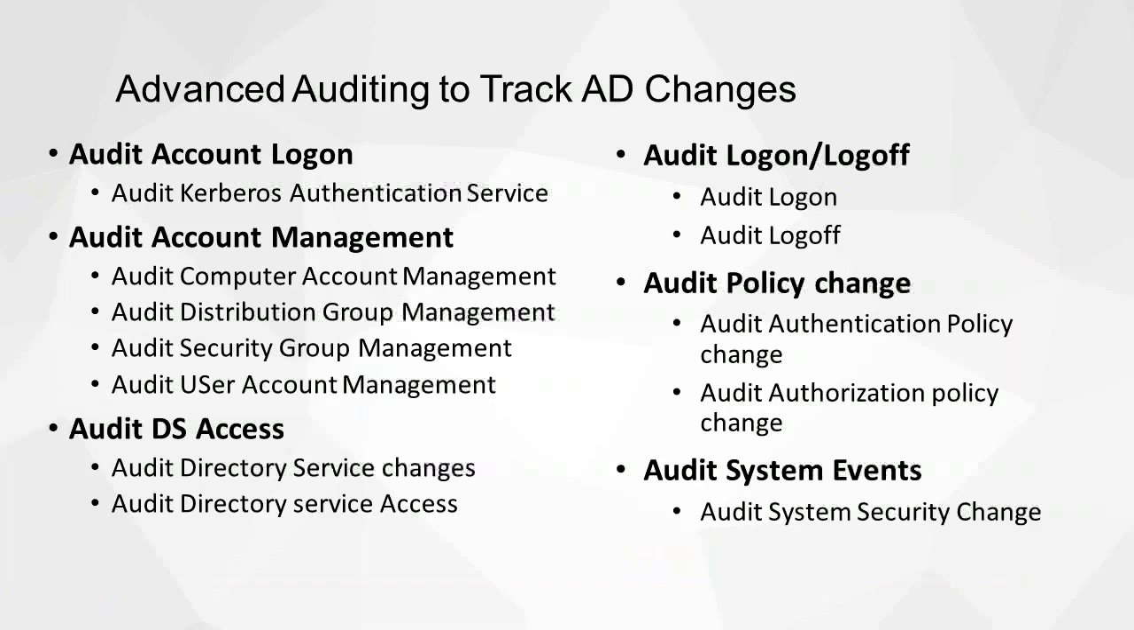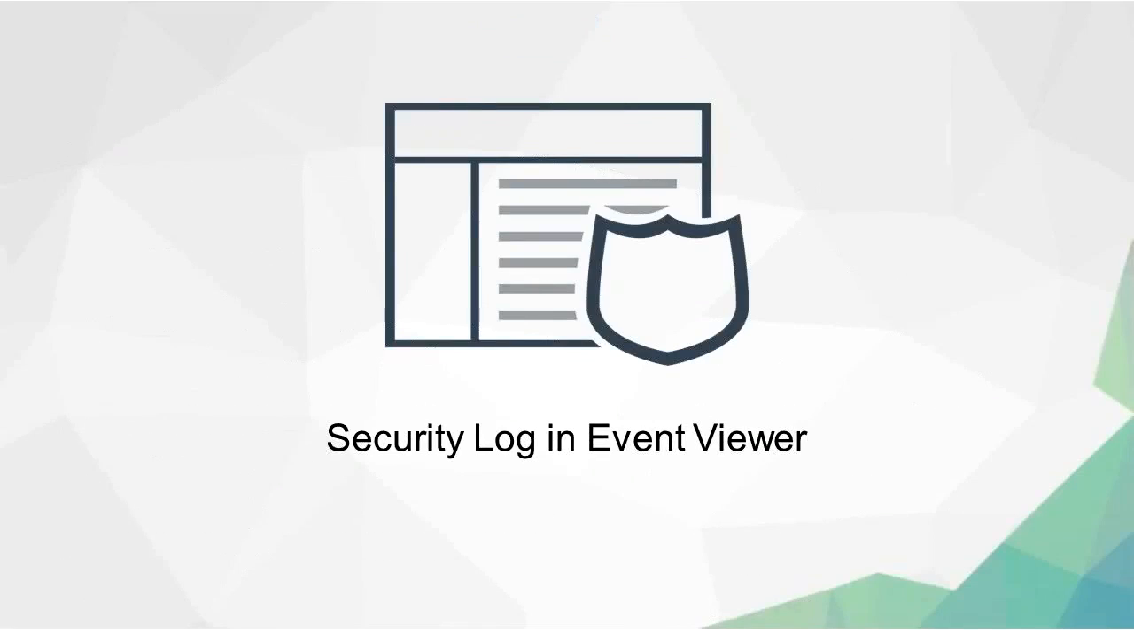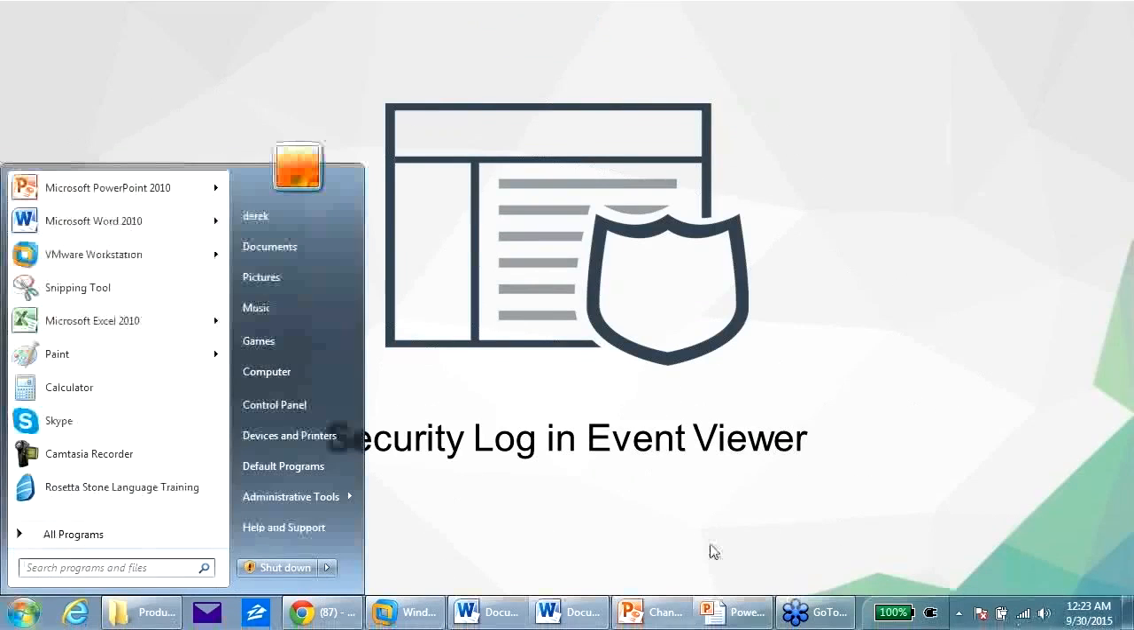So at this point, what we have is either auditing for your legacy domain controllers, which will be your Server 2008 domain controllers and before. You have advanced auditing for your Server 2008 R2 domain controllers and beyond. And we have the SACL configured in Active Directory. Once all of that is in place, you have the security log in the event viewer filling up with the changes. So let's do this.